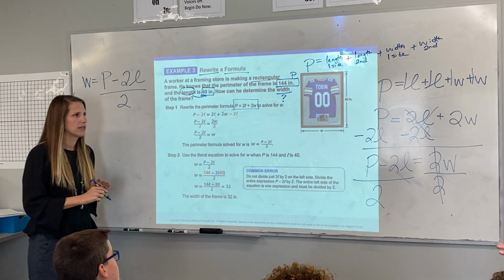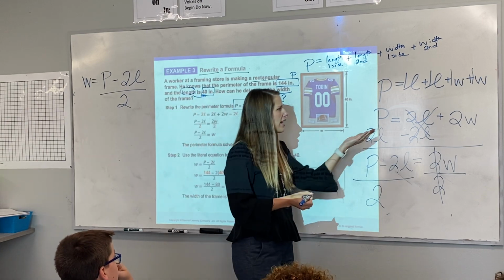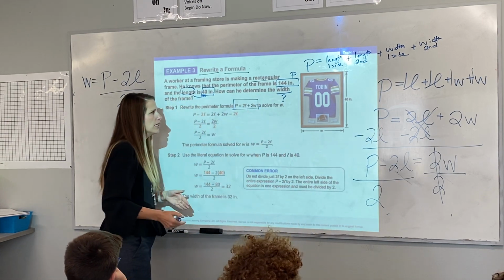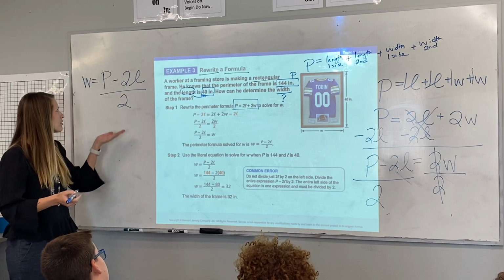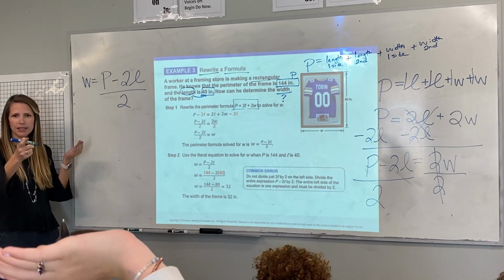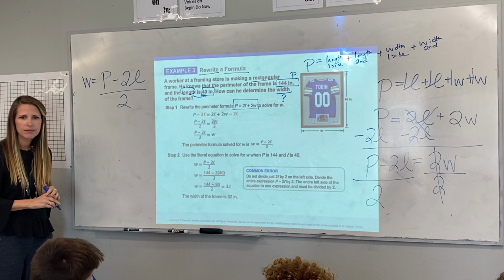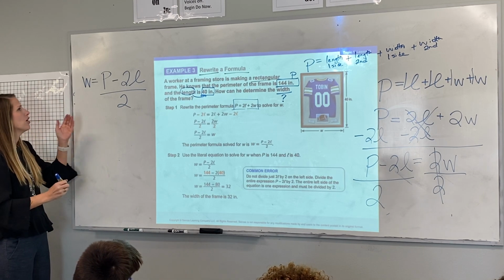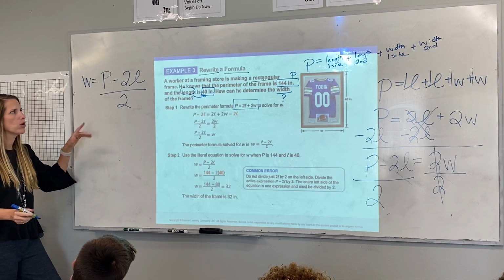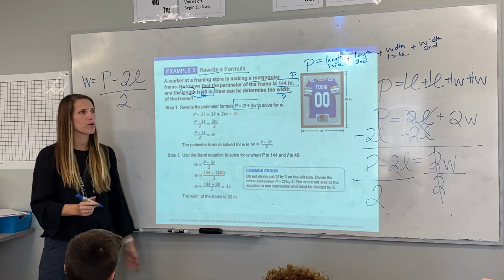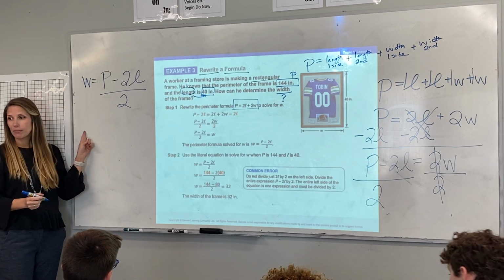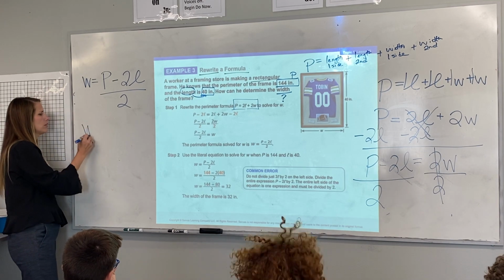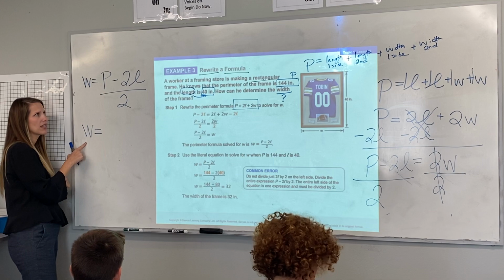Somebody remind me, if I had a perfectly good formula, P equals 2L plus 2W, why did I rewrite it to make it look so complicated? Oh yeah, we want W by itself. Yes, good. The whole point was to get W by itself. We rewrote the formula. And now I'm going to show you why it's going to be so much easier to solve. W is our isolated variable.